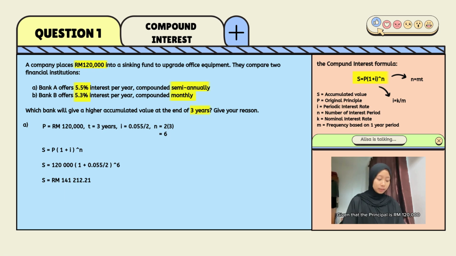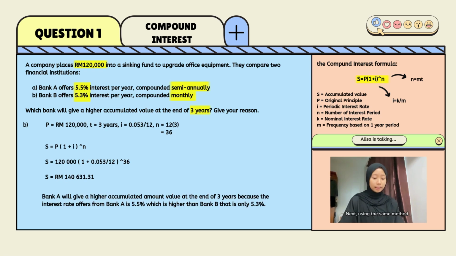Given that the principal is RM120,000 and t is 3 years, the interest offered from Bank A is 5.5% compounded semi-annually, which means k equals 0.055 and m equals 2. Using the formula, S equals P, 120,000 times the quantity of 1 plus i, 0.055 divided by 2, to the power of 6. Using the calculator, we will get S_A is RM141,212 and 21 cents.